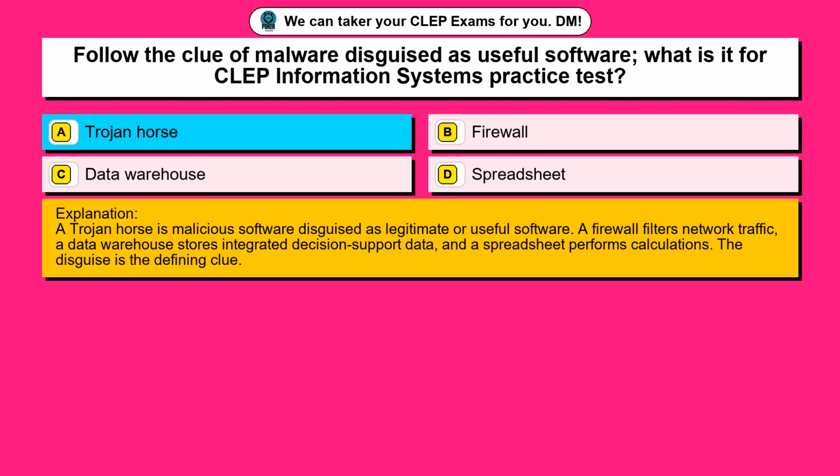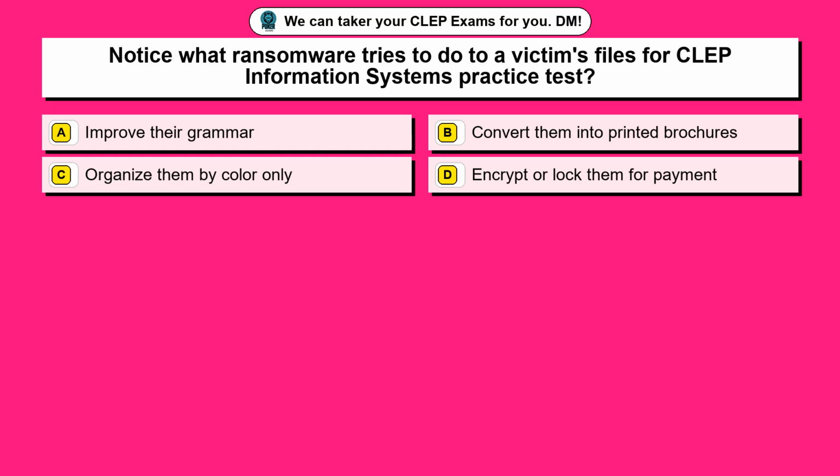A firewall filters network traffic, a data warehouse stores integrated decision support data, and a spreadsheet performs calculations. The disguise is the defining clue. Question 42. Notice what ransomware tries to do to a victim's files for CLEP Information Systems practice test.